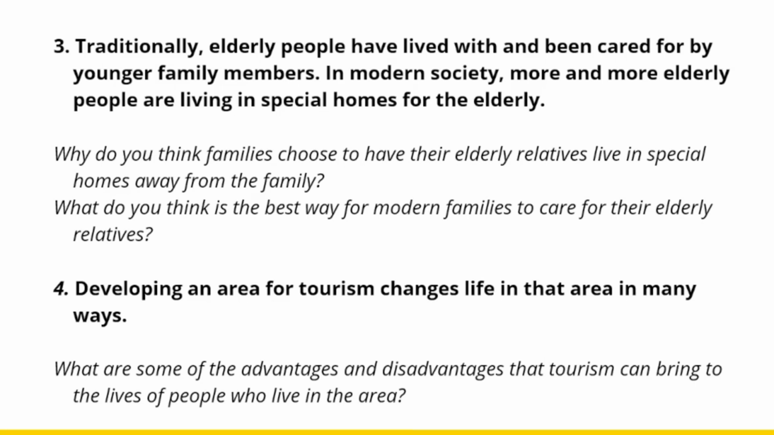So in this case, do you see, you have a topic. The topic explains that developing an area for tourism changes the life of people, right? But what they're asking you is to discuss 2 points, right? Advantages and disadvantages. So your body paragraphs have to be about advantages and disadvantages of tourism and how it impacts people's life. So yeah, this is our fourth type of prompt, and we are going to go ahead and discuss the last one, number 5.